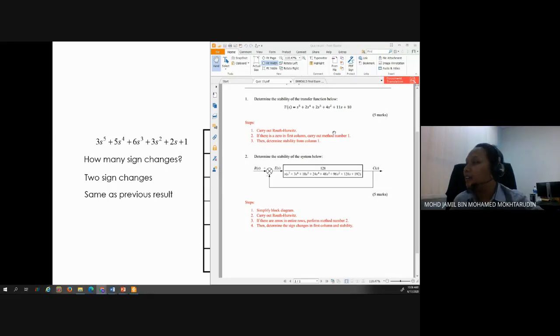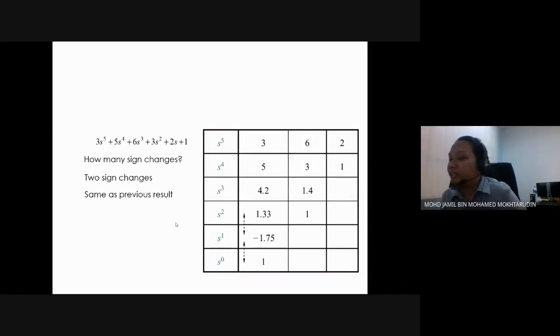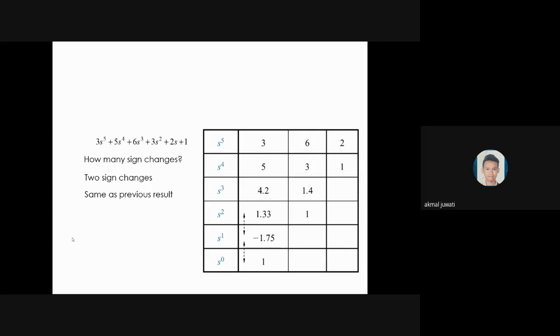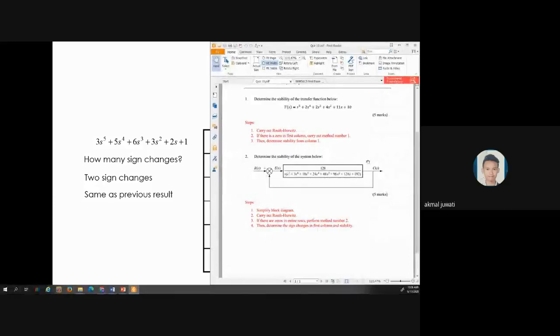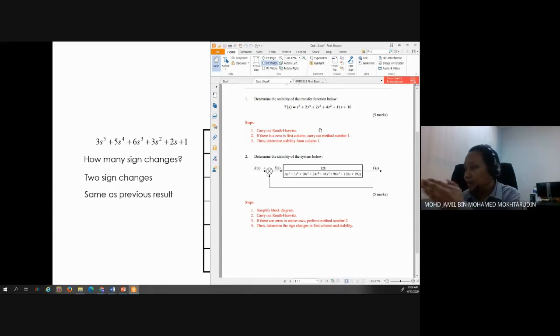Alright, so any question for question number 1? If there are no questions, we continue to the next subtopic. The system is unstable. Unstable, I don't mind. It's okay, what's important is that you know the method. So you know the method.